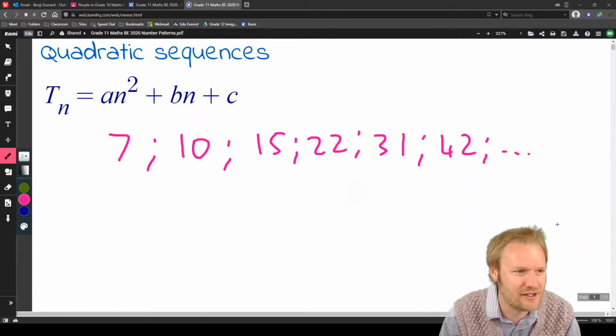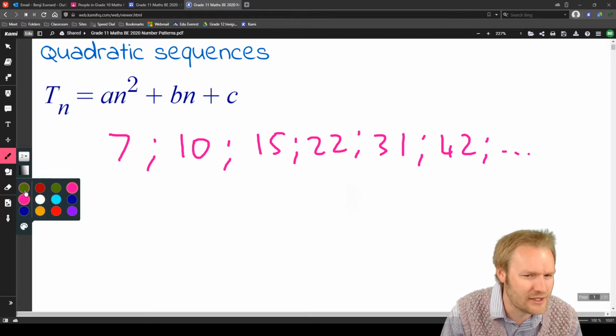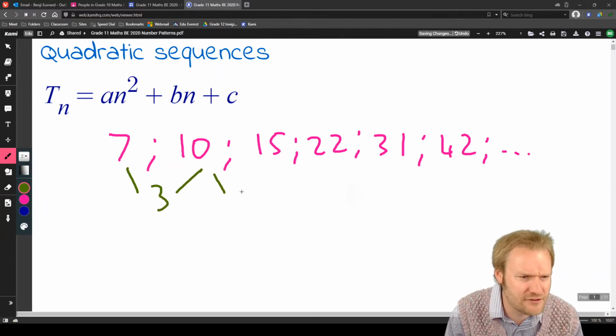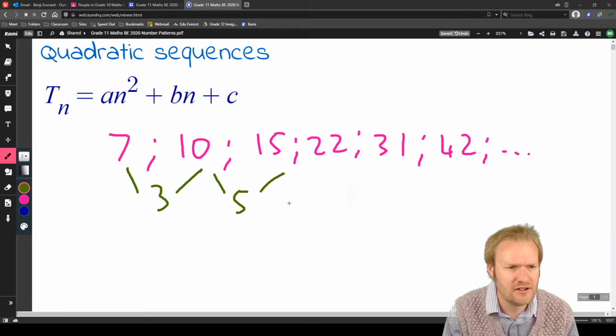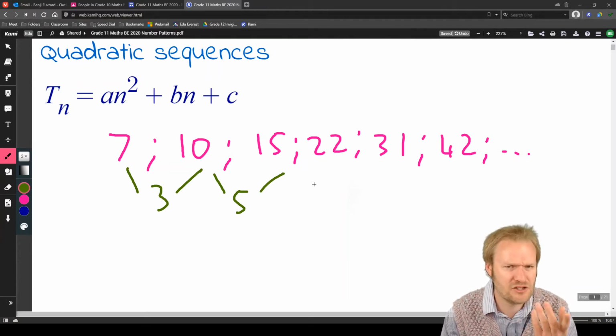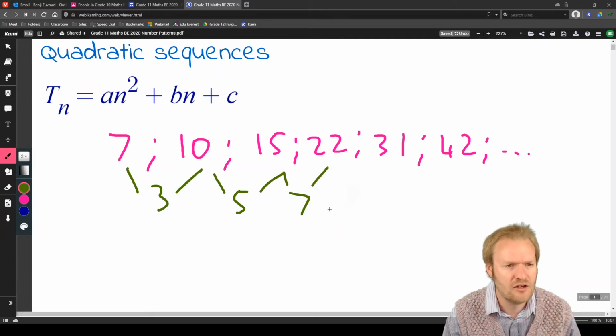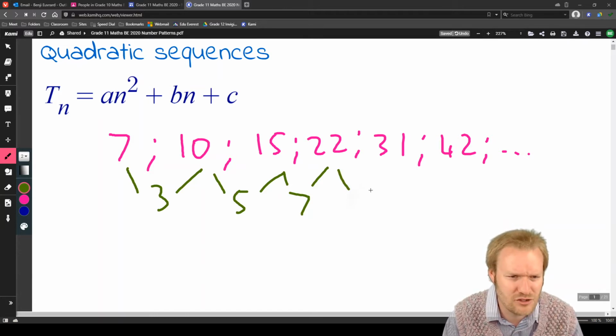Well, let's just have a look here. So how would we work that out? Well, we'd say, from 7 to 10, we've increased by 3. Okay, and from 10 to 15, we've increased by 5. Okay, so it's not linear, but let's just keep going. And so from 15 to 22, but it looks like another pattern's emerging. From 22 to 31, we've increased by 9.